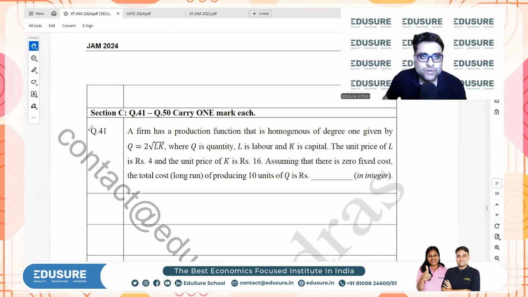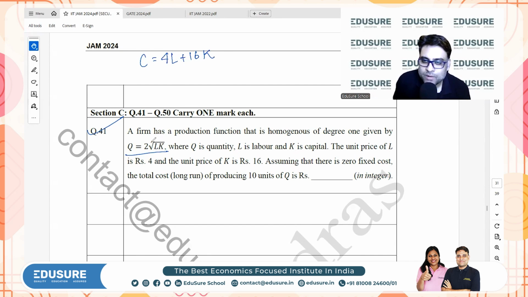IIT JAM 2024, question number 41. A firm has a production function that is homogeneous of degree 1, which is given by Q is equal to 2 root LK. The unit price of L is 4 and the unit price of K is 16. So the cost function is 4L plus 16K.